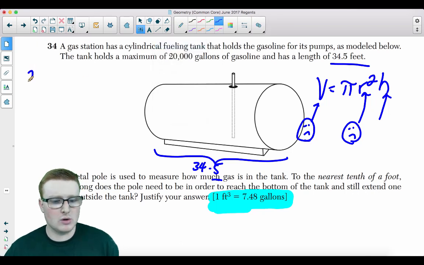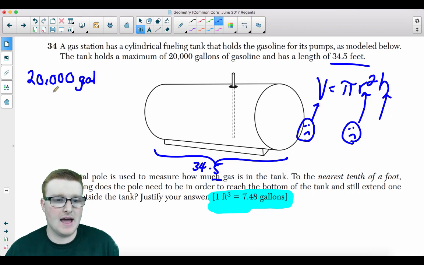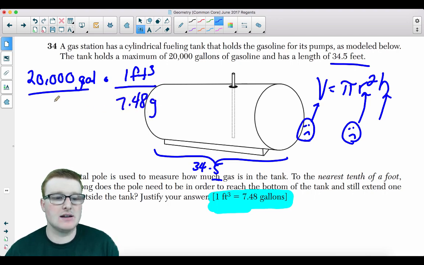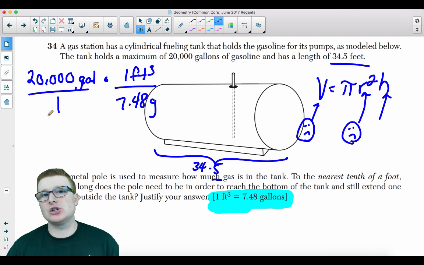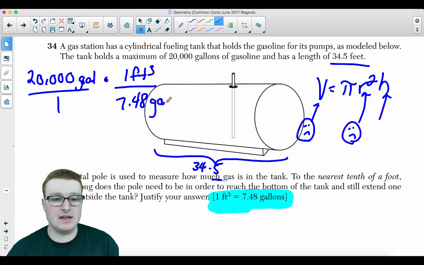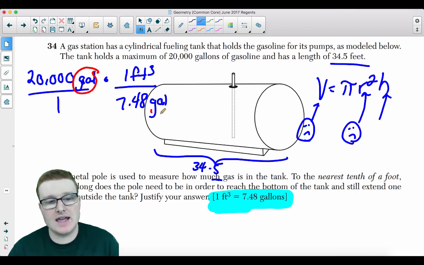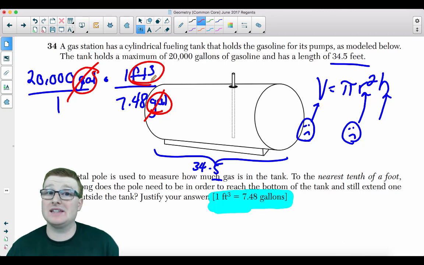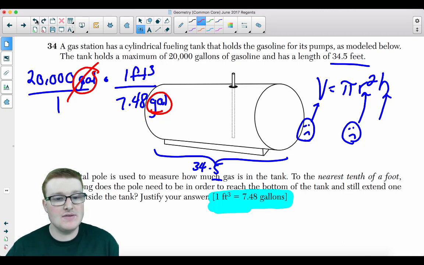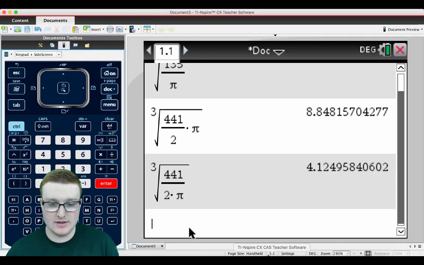So here we go. We're going to take 20,000 gallons and multiply that by 1 foot cubed divided by 7.48 gallons. And listen, I get it. Conversion factors are not people's favorite things, but I hope to make it easier for you. Your goal is to cancel out the gallons in the numerator and the denominator, and you're left with feet cubed on the top. That's your goal.